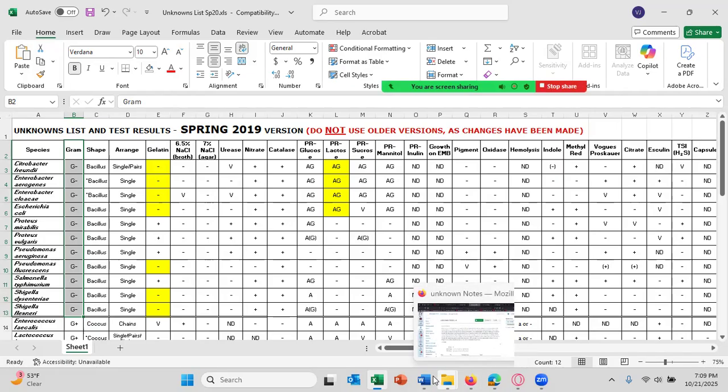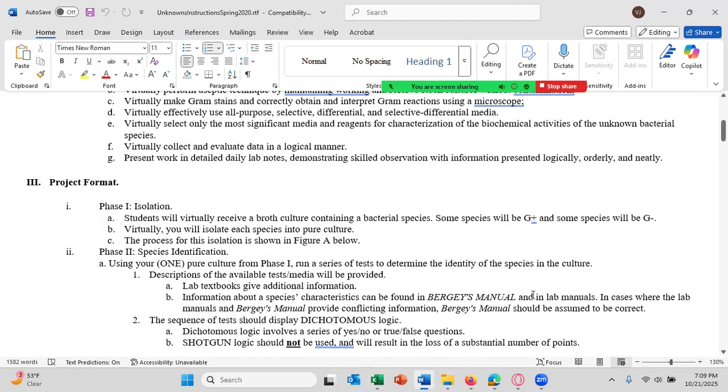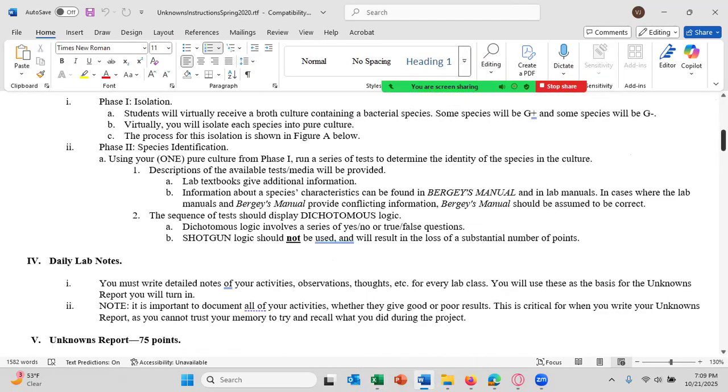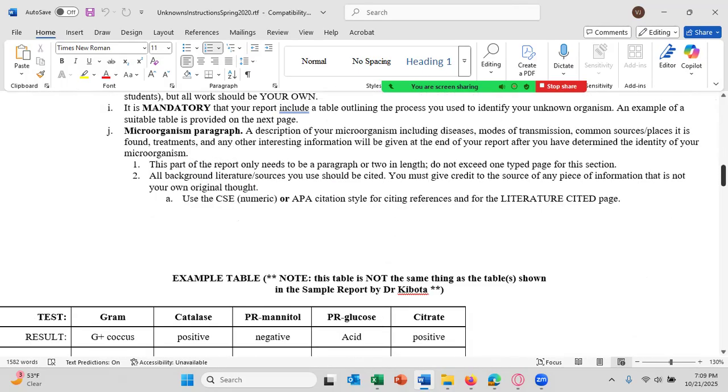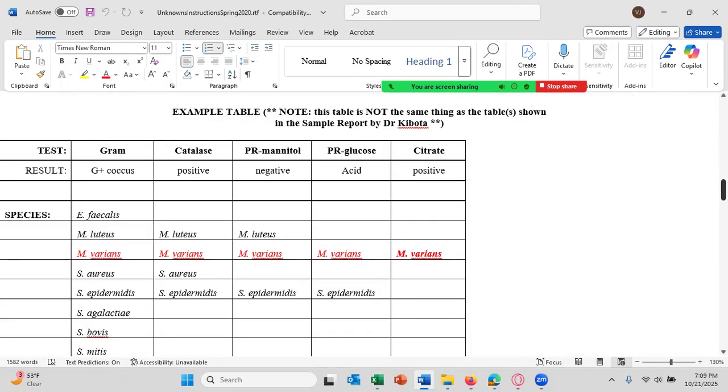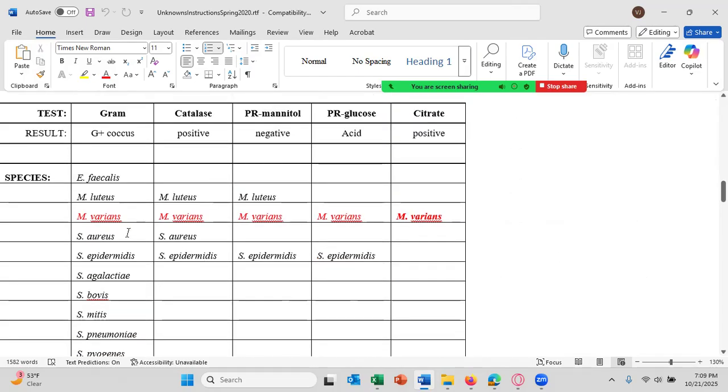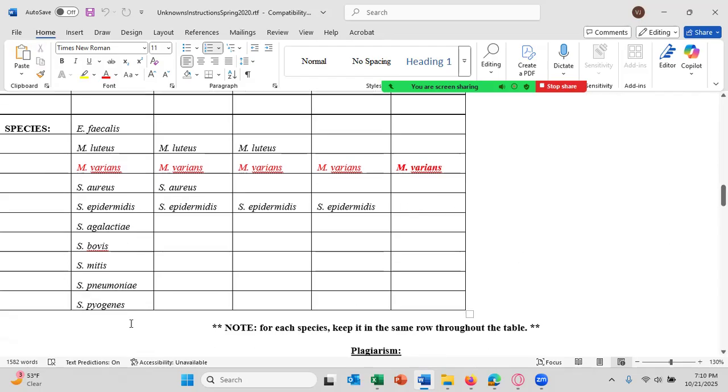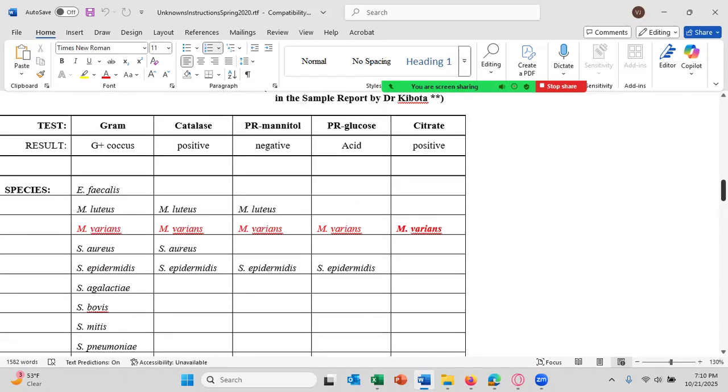By dichotomous logic, let me talk about that a little bit. The project should be using dichotomous logic where you're separating out the possibilities into 1 of 2 possibilities. So for the gram stain, they do the gram test, and it can be either gram positive or gram negative. The gram negative are shown here, and we're crossing them out because it's not a possibility. The gram test is gram positive.